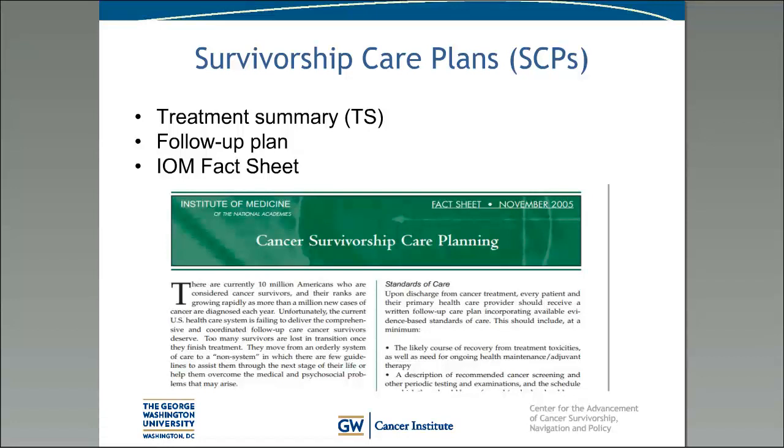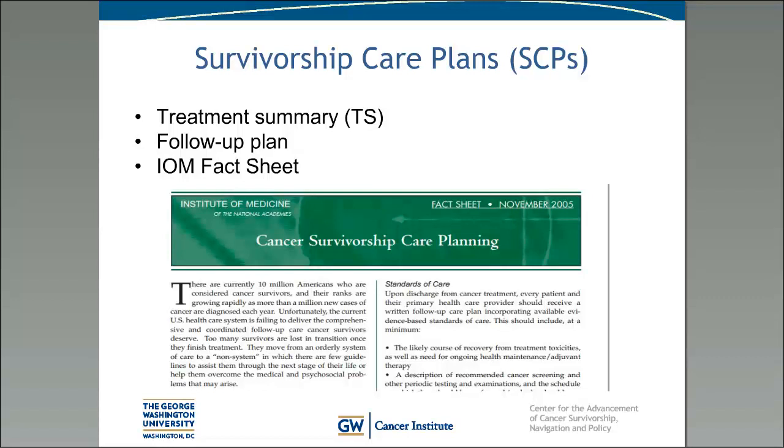As Anne mentioned, the IOM has issued recommendations on what should be included in survivorship care plans. And this all came out of the report that I'm sure you're familiar with, the Institute of Medicine report on cancer, From Cancer Patient to Cancer Survivor: Lost in Transition. This report was the first call for every patient and their primary care provider to receive a treatment summary and plan for follow-up care.